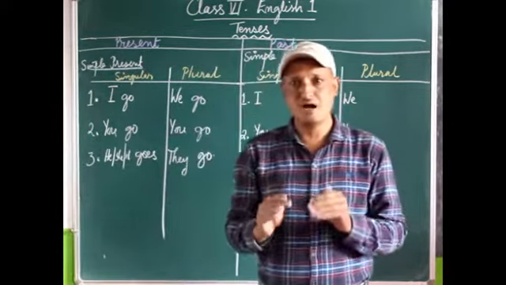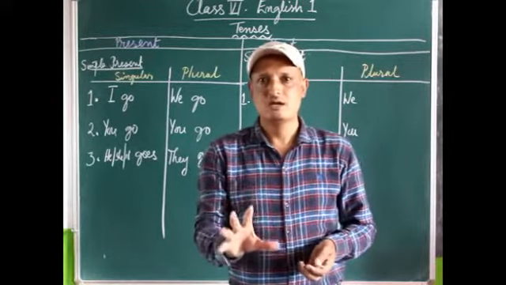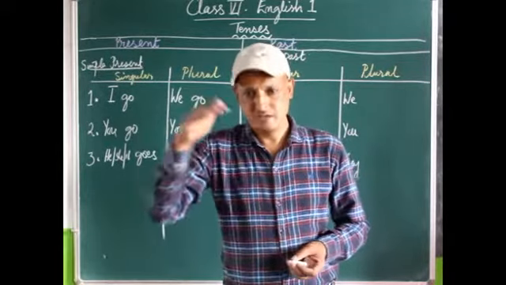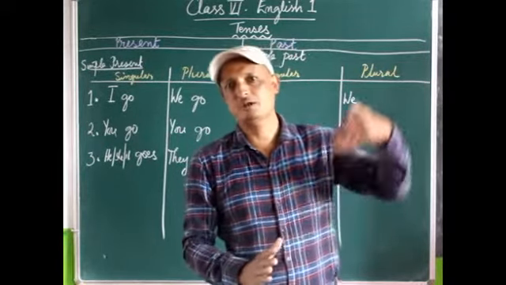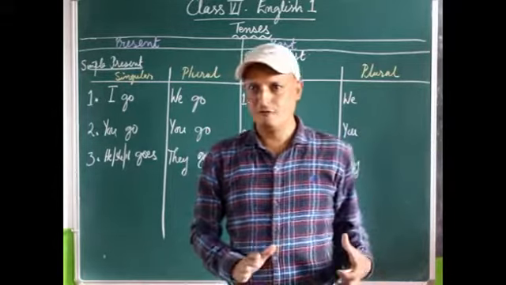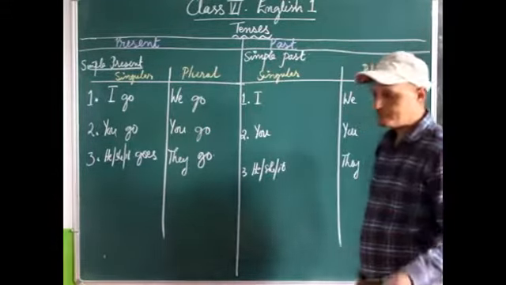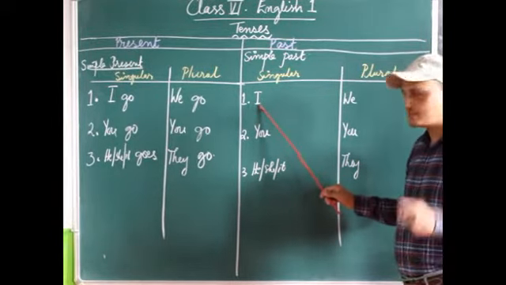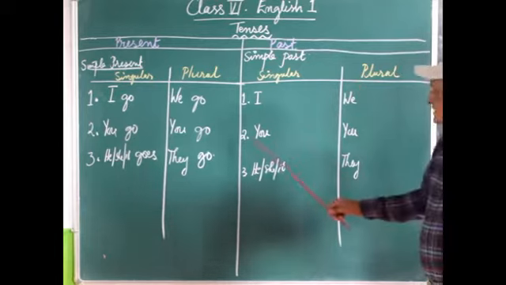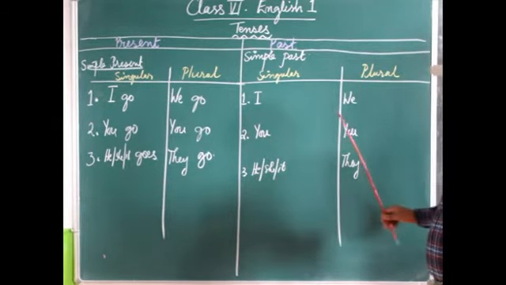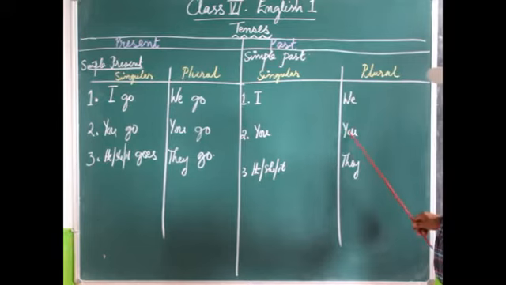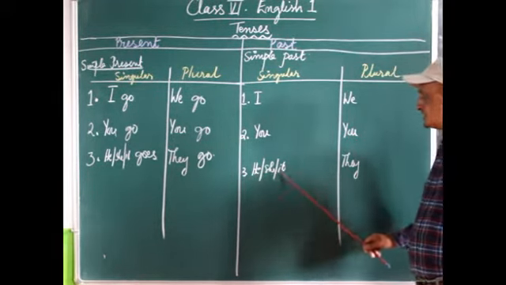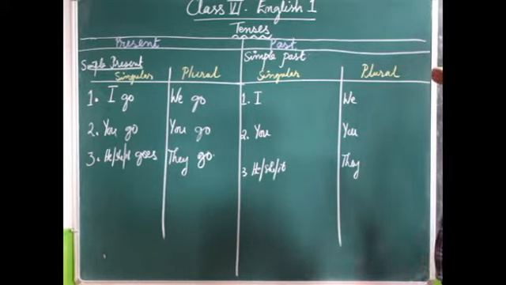Now, we are going to do the past tense. Past tense denotes an action which has already been done. Present means it's being done now. Past tense refers to the action which has already been performed. So now let us go to the simple past. In the singular we have first person I. Plural we. Second person you, plural you. Third person singular he, she, it. And the plural they.